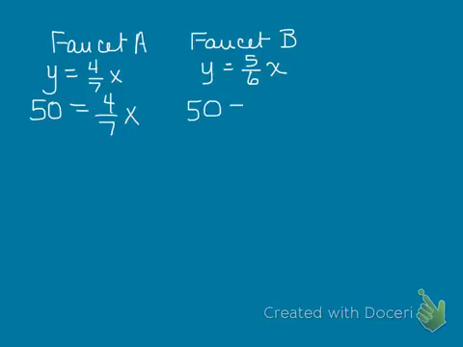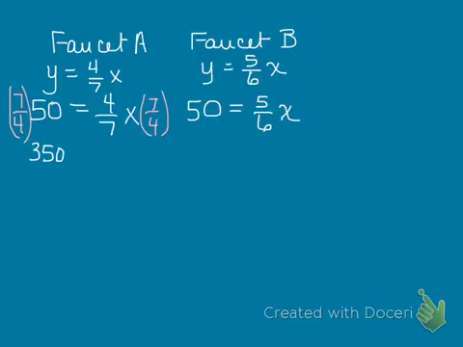50 is equal to 5/6 times x. So I just substituted 50 gallons for the output of this function, and I'm going to solve for the input. So in order to solve these, I want to multiply by the reciprocal. I want to multiply both sides of the equation by the reciprocal to solve for x. So this becomes 7 times 50 over 4 is equal to, and the 4/7 times 7/4 is 1, so this is equal to x.